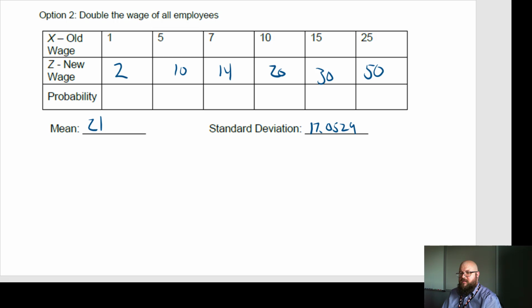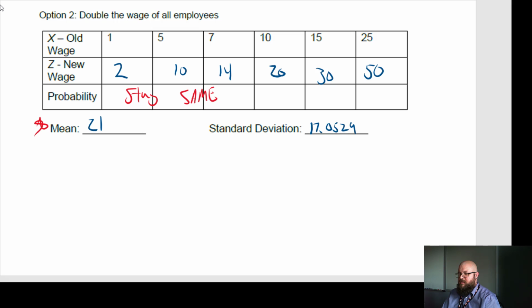Now what happened to our probabilities? Are our probabilities going to change? No, the probability is going to stay the same. Not even going to write them all out again. We know they just stay the same. Okay, now the big thing we want to look at is our mean, which doubled.